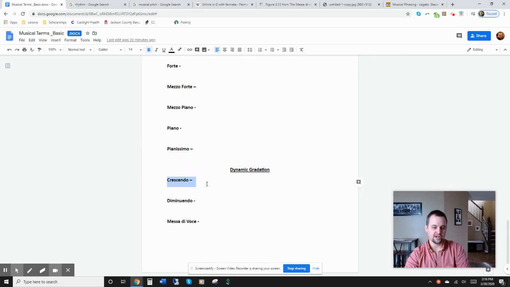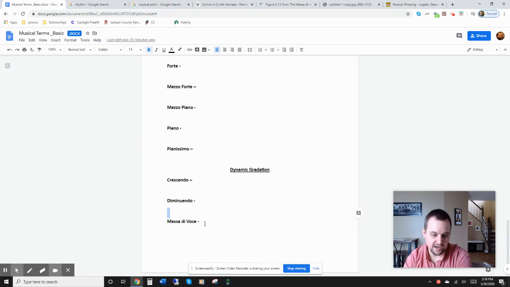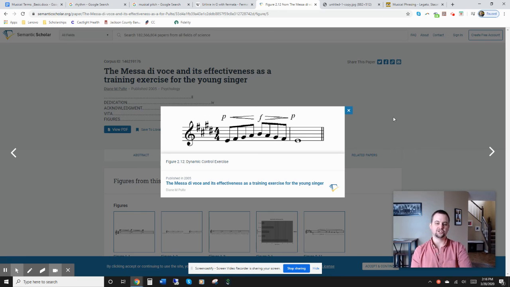Okay, so crescendo, gradual increase in volume or dynamic level. Diminuendo, a gradual decrease in volume or dynamic level. And then that is our last term here. If I can find it, yes, it is messa di voce, right here. Messa di voce. It looks just like this. You have a musical line, and you have a crescendo, which is this. It's a Pac-Man or a hairpin.